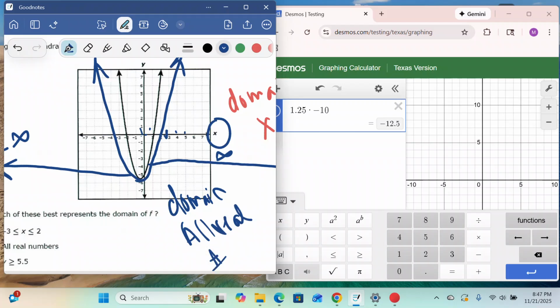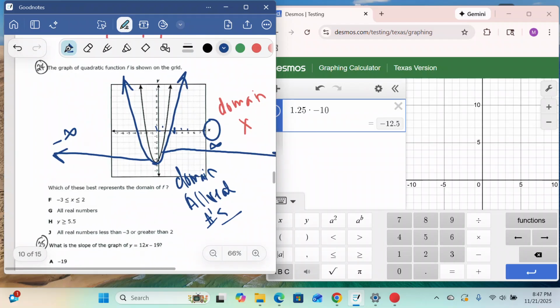Why? Because if you look at all real numbers, it starts right here at the vertex and it keeps on expanding outward towards the positives, and it keeps on expanding outward towards the negatives, and it's every single number. So the answer is, which best represents the domain of f. The domain of f, which is our quadratic, is going to be letter G, which is all real numbers.